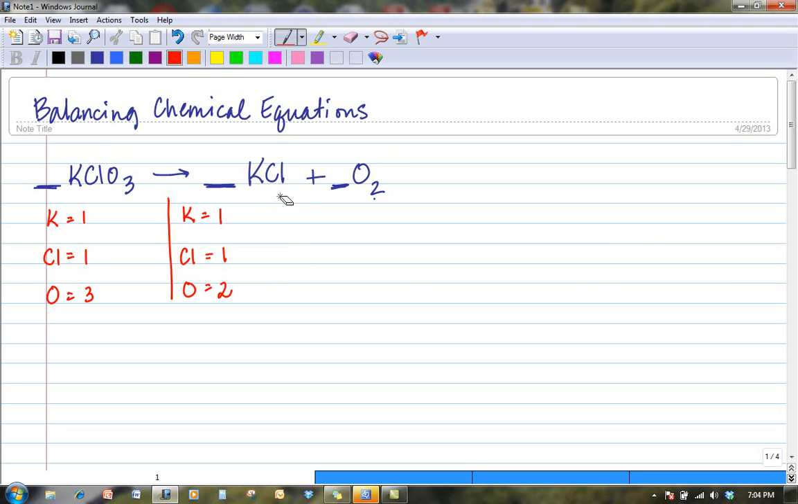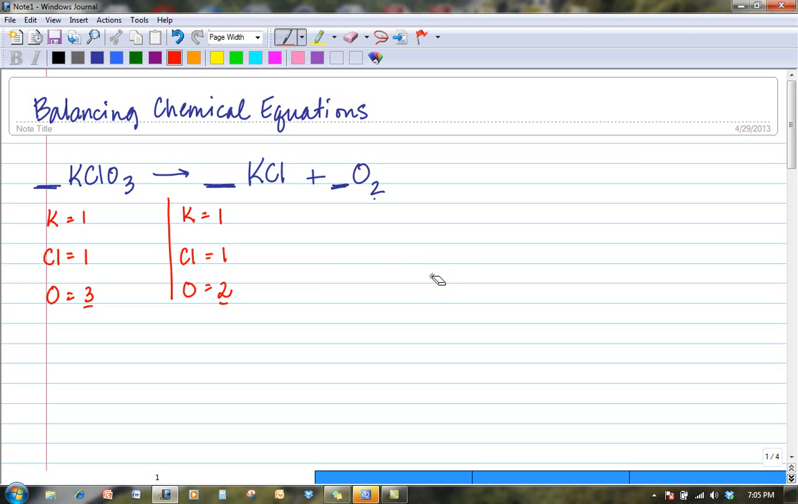So as you can see, the amount of potassium is the same on each side of the arrow. The amount of chlorine is the same on each side, but my oxygens are different. So that's where I need to start with my balancing. Now I notice that I have a 3 and a 2. Well, when I have two numbers that don't readily divide into one another, what I want to do is find the least common multiple. So I'm going to take 3, multiply it by 2, and I get 6. How does that help me? Well, that means that I'm going to try and get 6 oxygens on each side by adding coefficients in front of the oxygens.